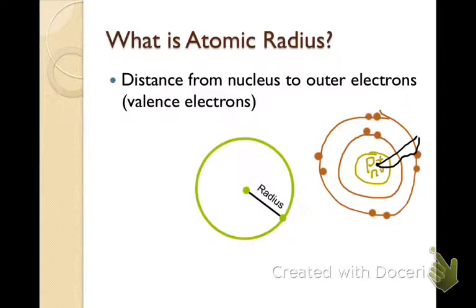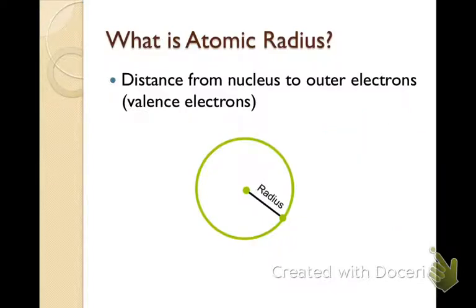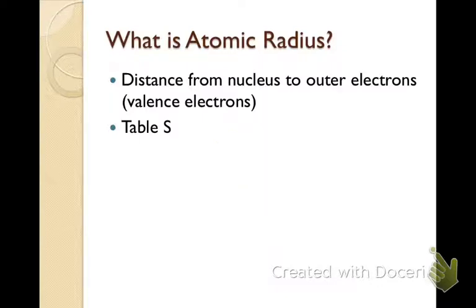Now, the outer electrons, whether they're within the first energy level, the second energy level, whatever, are called valence electrons. So make sure you have that as a definition or a term in there. You can always find atomic radii on table S. They're listed there for you.